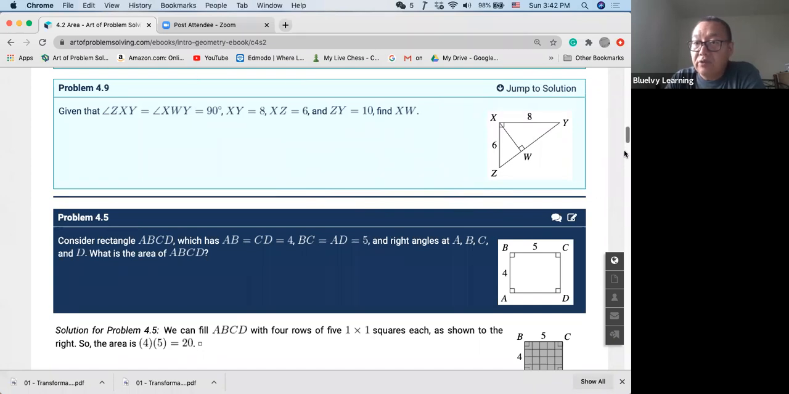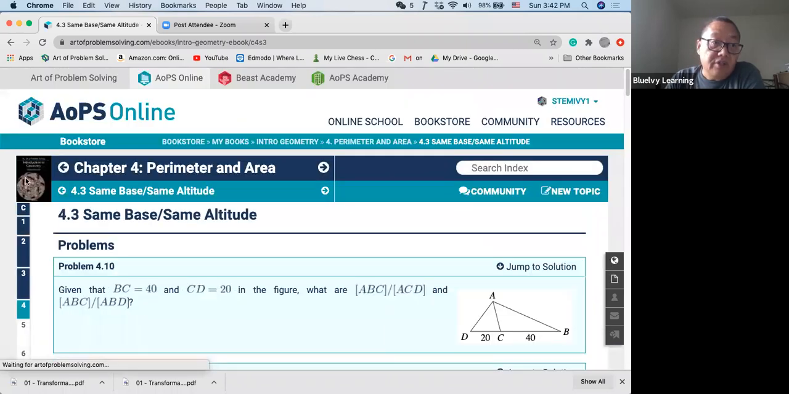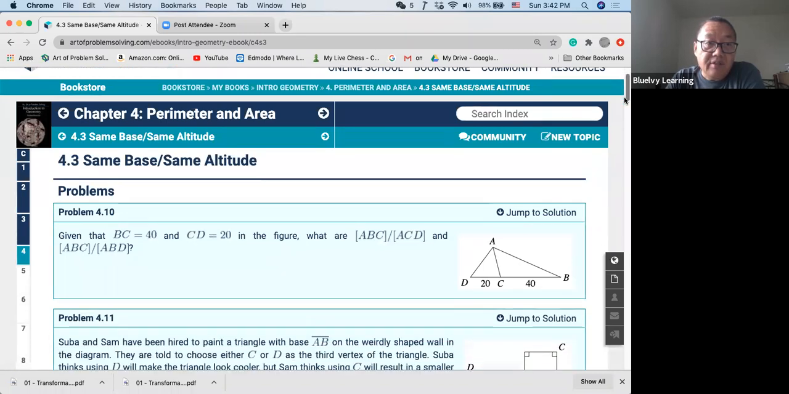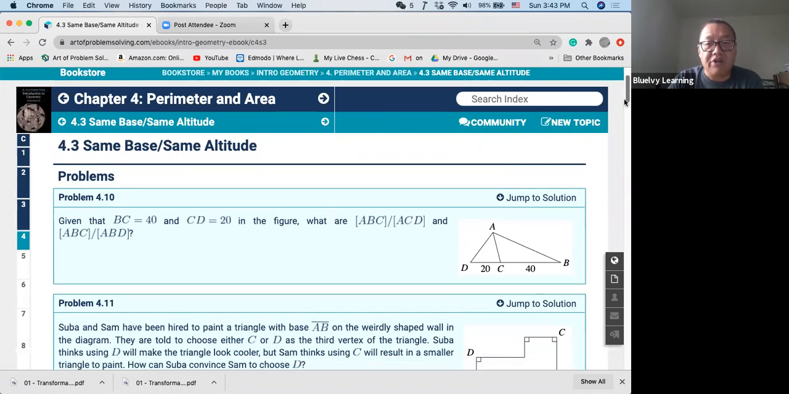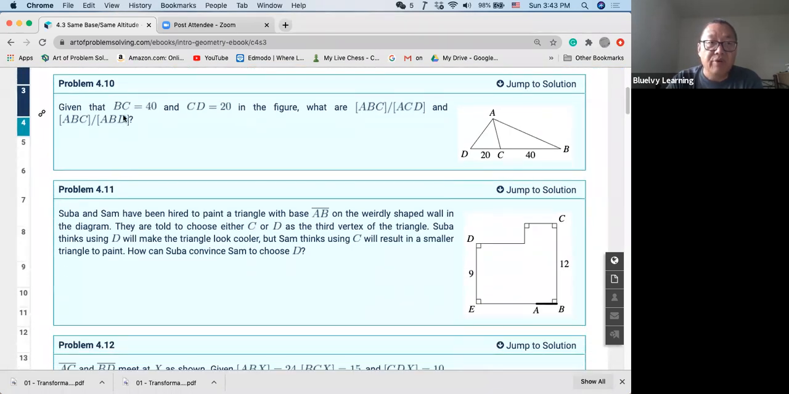Now let's go to the next one. This section, this chapter is very easy. Now let's see this section. It's same base, same altitude. Altitude means height. So if triangles have the same base and same altitude, that means the areas of these two triangles are the same. Okay. Now let's see this example, 4.10. In this triangle, we have BC.